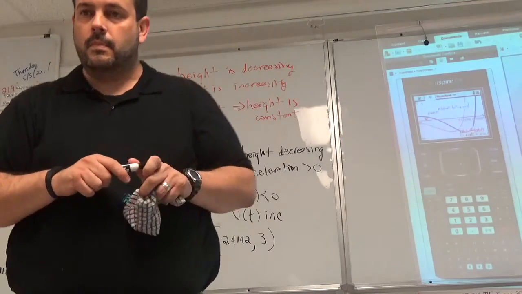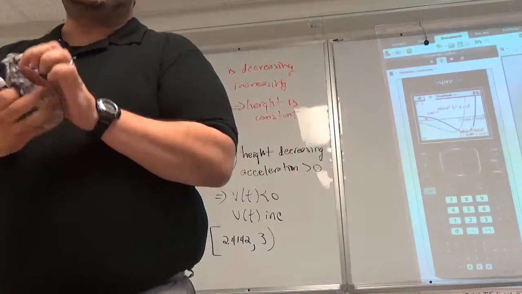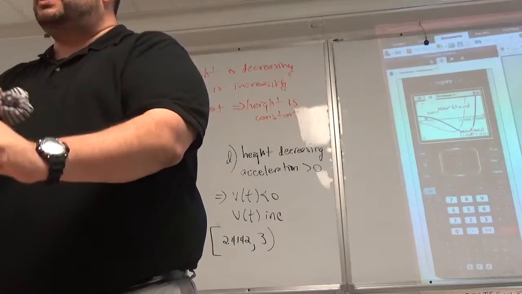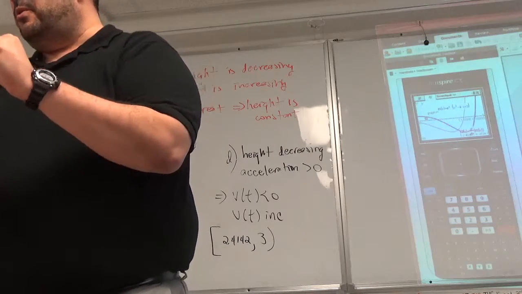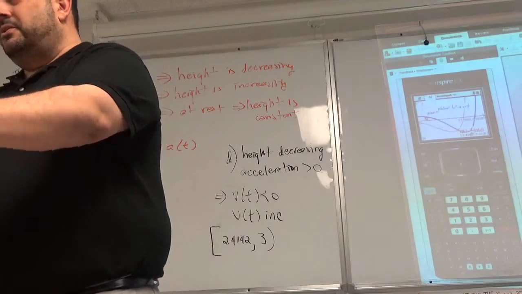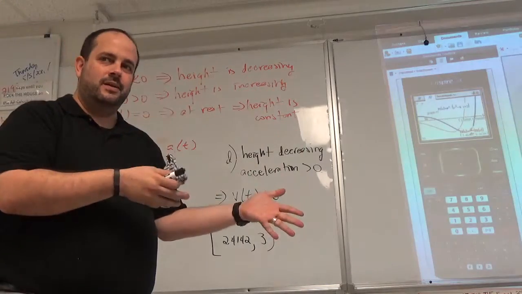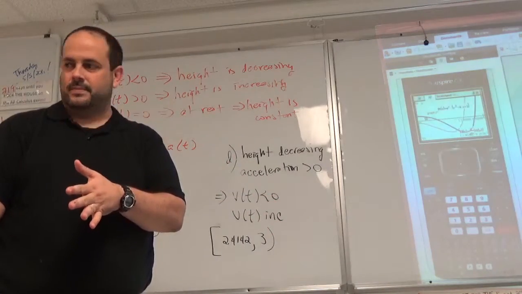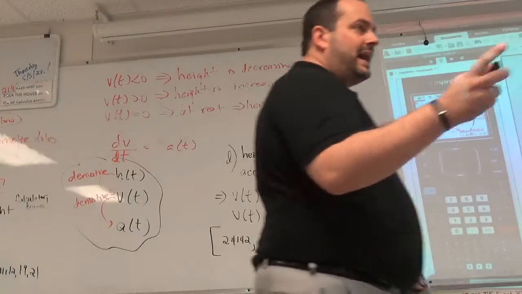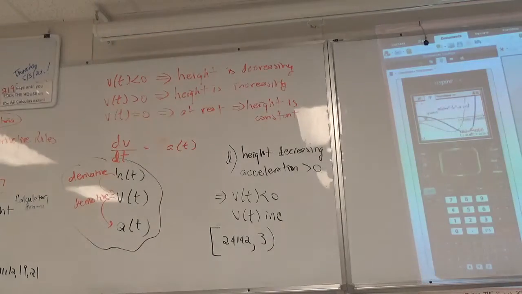Okay, Cynthia, what's up? Can we also just... Except you're using derivative rules that you don't know yet. You're using the ones that you know. Incorrect. All right. So we've got height, we've got velocity, we've got acceleration.